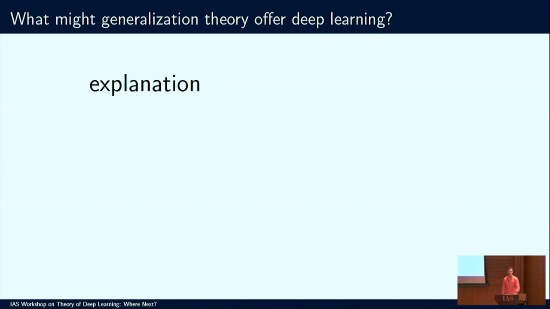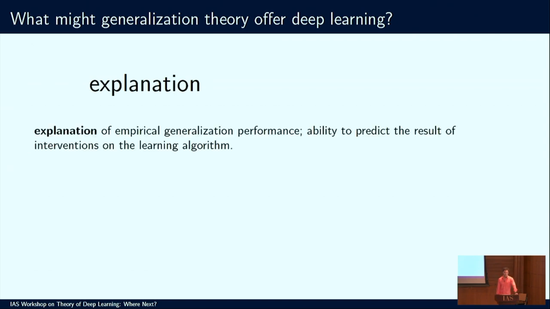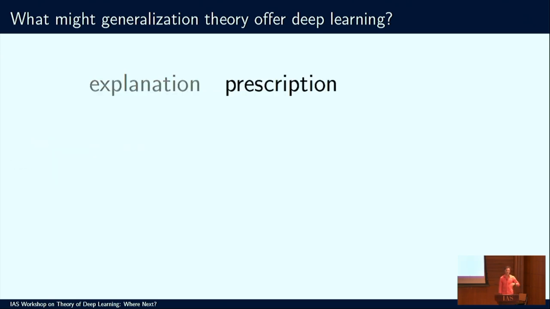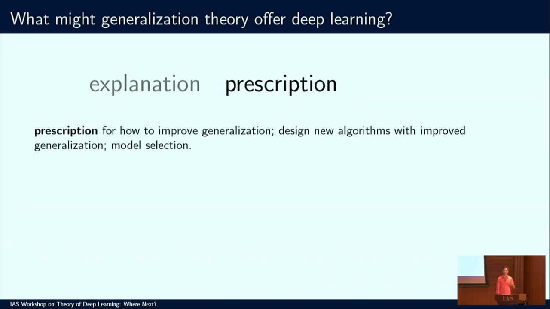One thing you might expect them to offer is explanation. We look at these bounds, and we hope they might explain the empirical generalization performance we see in practice. And if this explanation is good enough, we might even be able to predict what's going to happen if we make a modification to our learning algorithm, or use this information to design better algorithms. And if this ability to predict is strong enough, then learning theory might even offer us prescription, in the sense that we can use it to directly improve generalization, design new algorithms, et cetera.